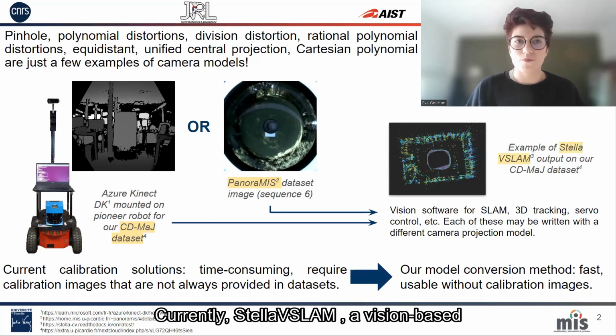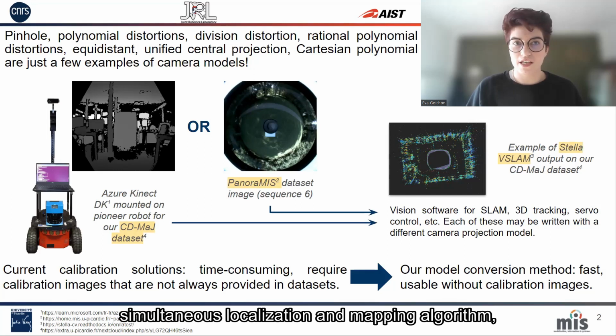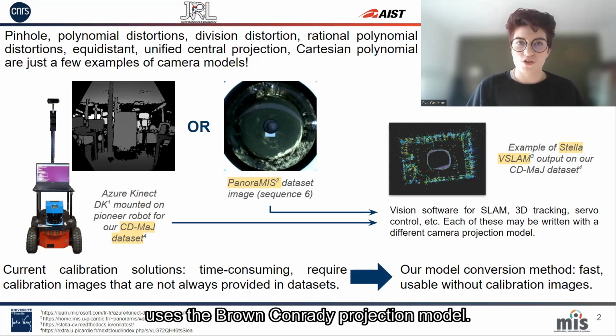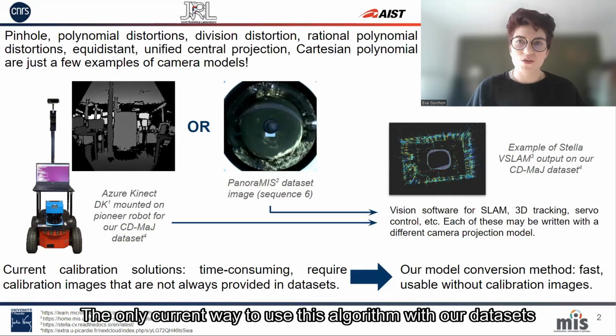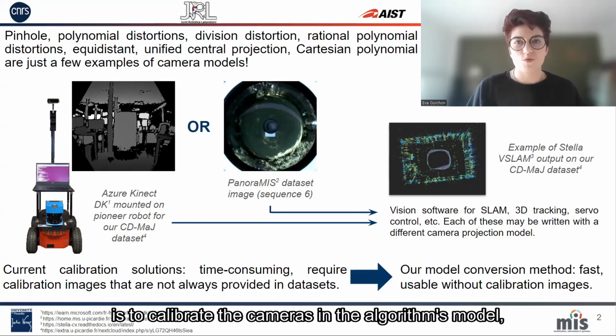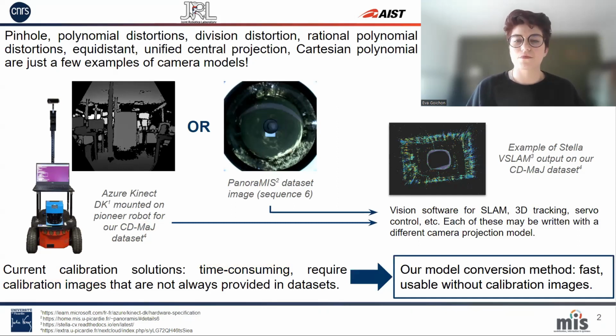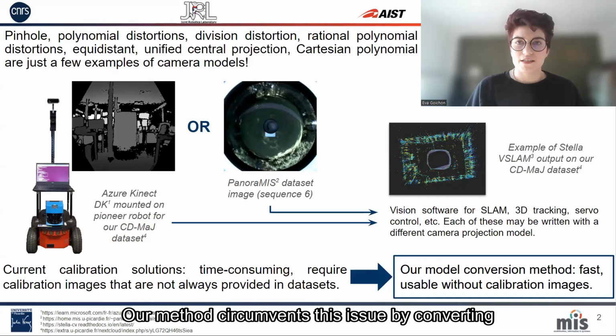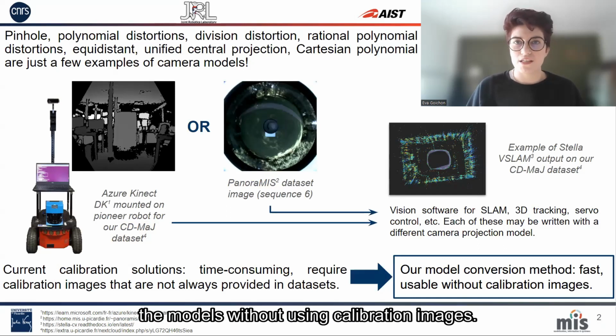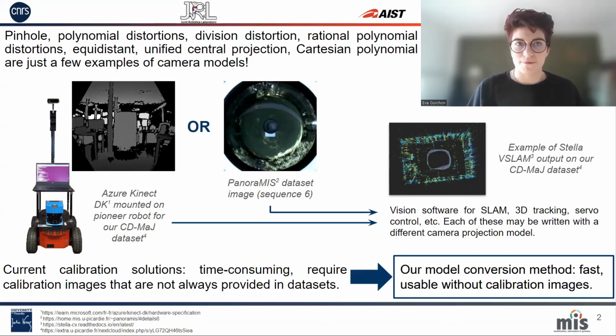Currently, Stella Veslam, a vision-based simultaneous localization and mapping algorithm, uses a Brown-Conrady projection model. The only current way to use the algorithm with our datasets is to calibrate the camera in the algorithm's model, which is time-consuming and doesn't guarantee the availability of the calibration images or the camera itself. Our method circumvents this issue by converting the models without using calibration images.